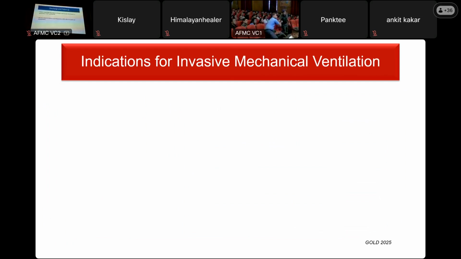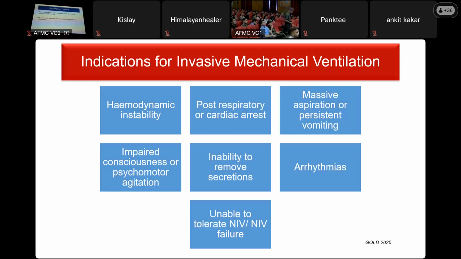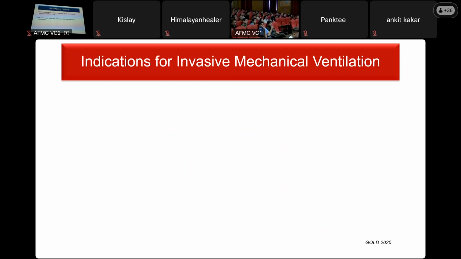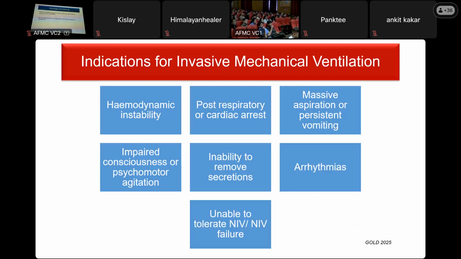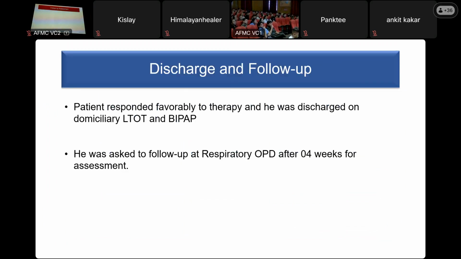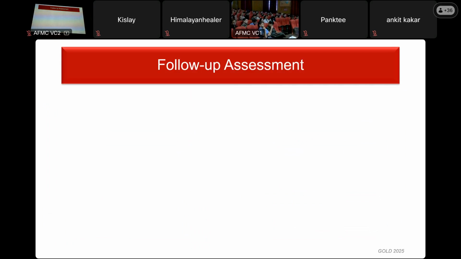Next. My patient responded favorably to therapy and he was discharged on domiciliary long-term oxygen therapy and BiPAP. He was asked to follow up at respiratory OPD after 4 weeks for assessment. Major Kesu, how will you follow up this case in the OPD? What is the frequency? After how many weeks will you call this patient after you have treated him and discharged him? So after 1 month. 1 to 4 weeks. The duration can be between 1 to 4 weeks.